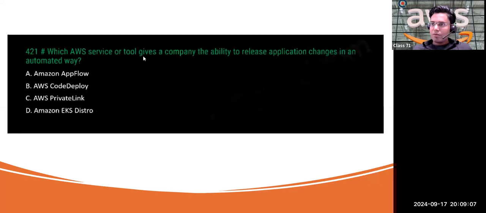Which AWS service or tool gives a company the ability to release application changes in an automatic way? Okay, so we haven't done this one. Just remember this one. That's CodeDeploy. So that's a tool which lets a company release application changes automatically. We have code, you can deploy the code. So just memorize this one.